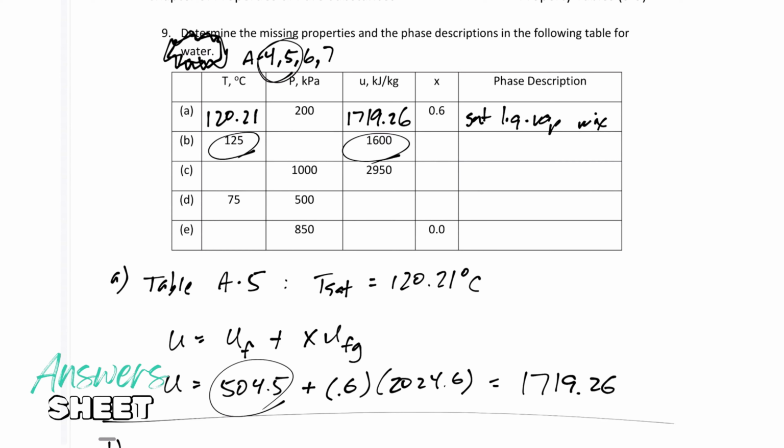All right, so let's go to the table. Let's see which one, A4 or 5. 4 was the temperature one, so let's go to A4. Let's look at a temperature of 125 and see if that u lies in between the uf and the ug.